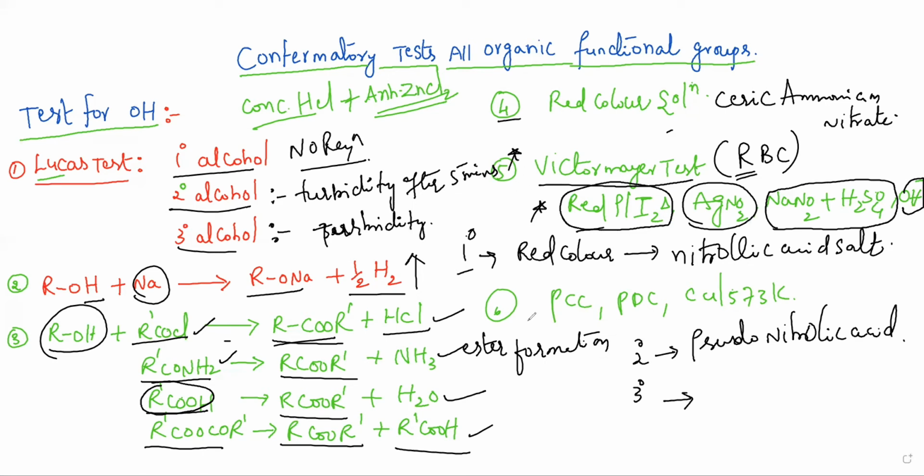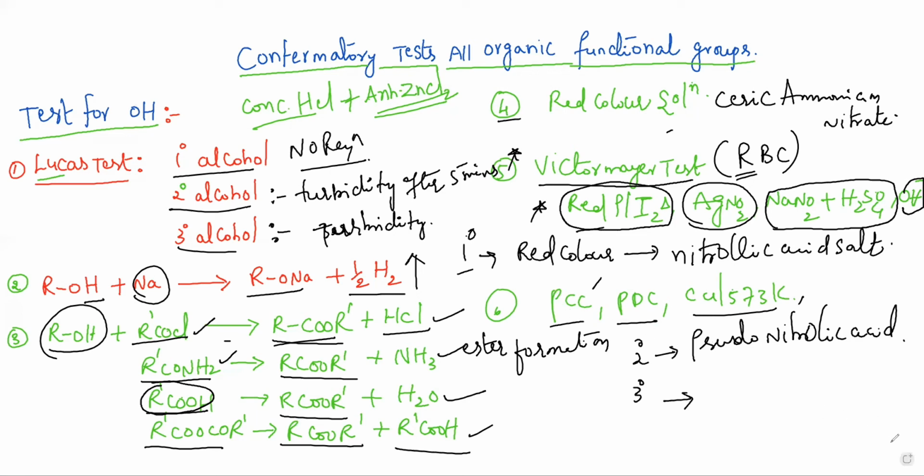Coming to the next one, oxidizing agents like PCC, PDC or Cu at 573 kelvins, even KMnO4 or K2Cr2O7, are also used to differentiate primary, secondary and tertiary alcohols. So let's talk about PCC. PCC is nothing but pyridinium chlorochromate, and PDC is nothing but pyridinium dichromate. And Cu at 573 kelvins is 300 degree Celsius. So how can we separate with these reagents?